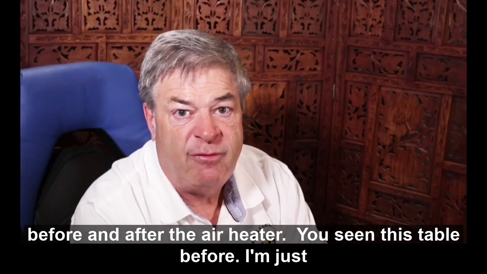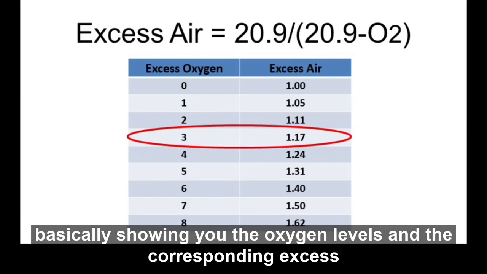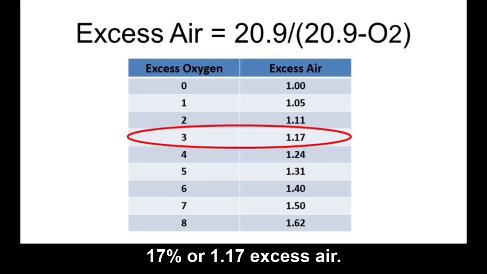You've seen this table before. I'm just basically showing you the oxygen levels and the corresponding excess air. We typically run around 3% oxygen, so typically we're running around 17%, or 1.17 excess air.